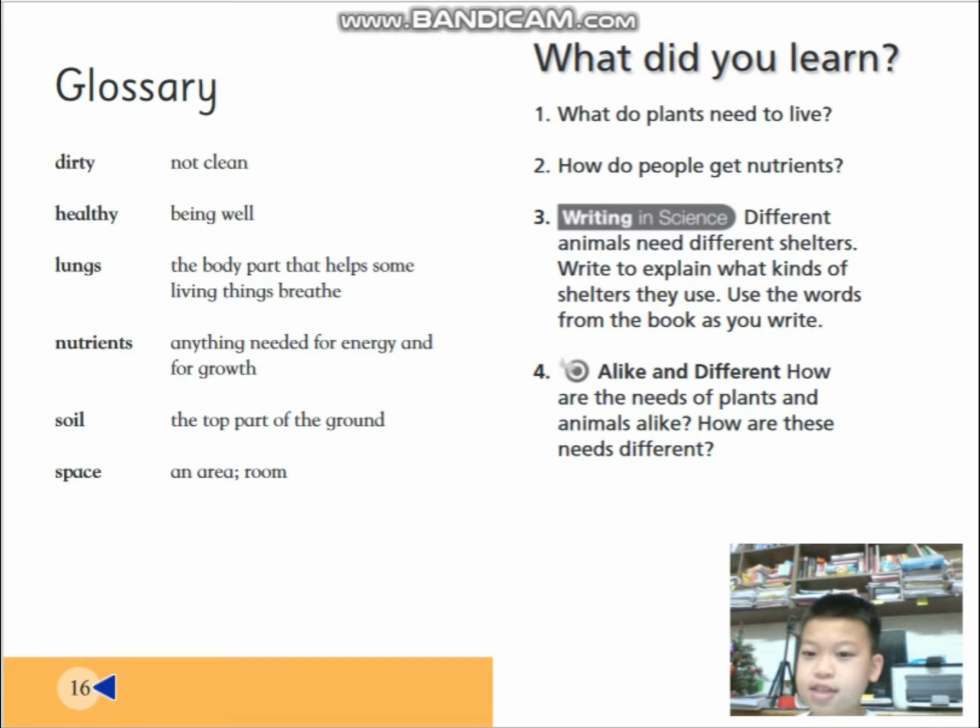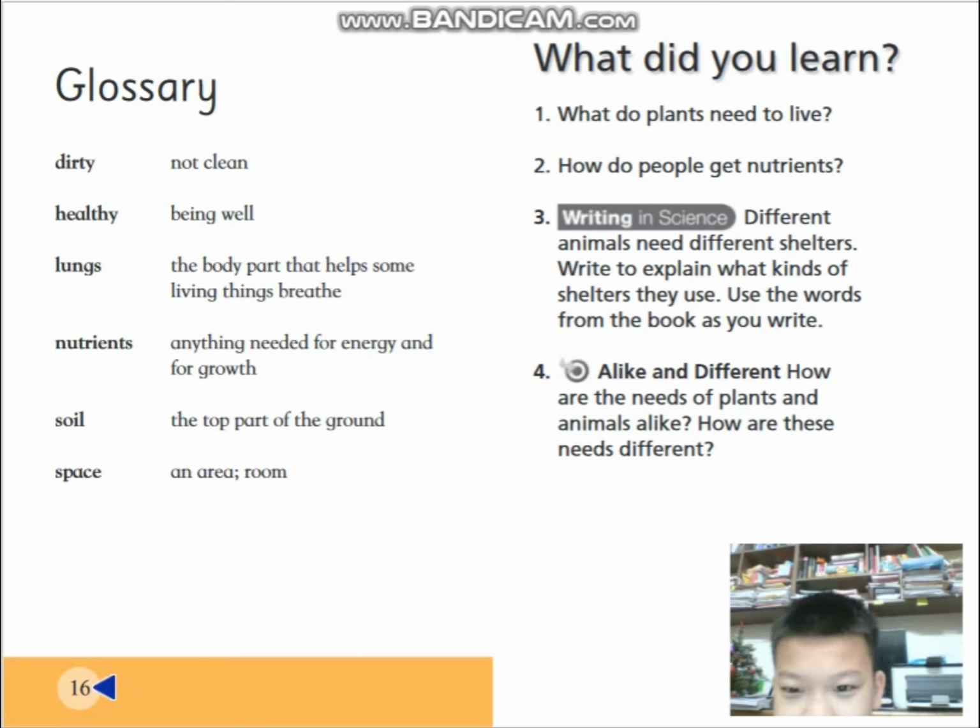Let's look. This is the final part of the book: What did you learn? What do plants need to live? Well, plants need sunlight, water, air, and nutrients from soil. How do people get nutrients? By eating food.